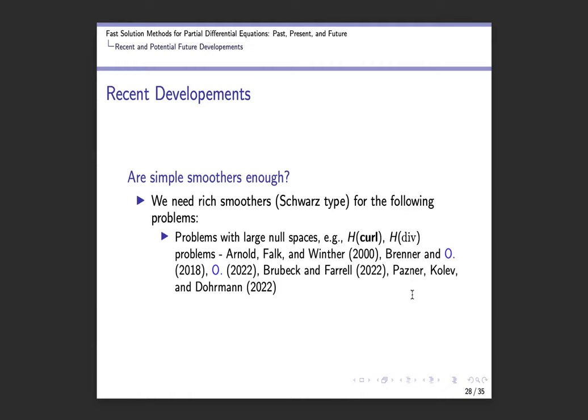And this group, the National Lab group in the United States, considers another discretization, the discontinuous Galerkin approach, and they consider H(curl), H(div), and H(grad) problems. In their work, they also need a Schwarz type smoother, but not a simple one. The name is Will Pazner. I'm not sure, but I guess he's in Livermore. I met him back in Sandia. Oh, okay. And he's now at Portland State. Oh, really? And Kolev is at Livermore, and Dohrmann is in San Diego.